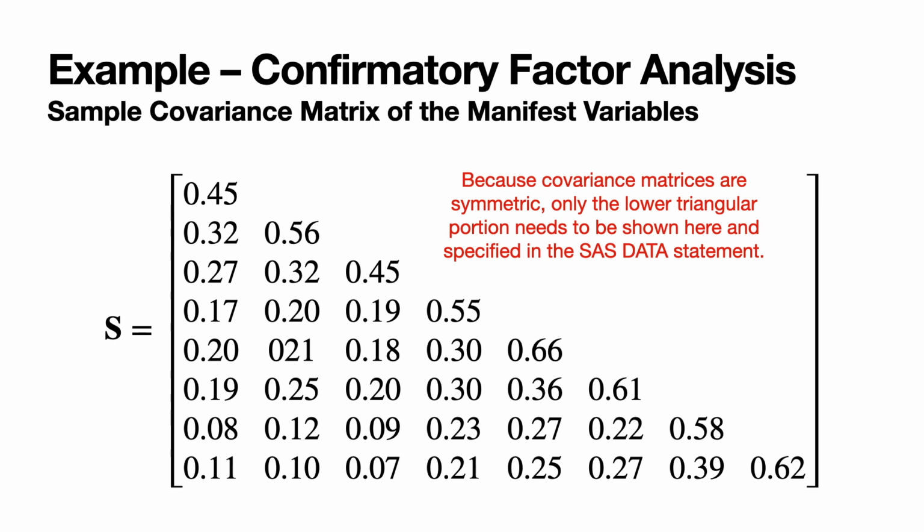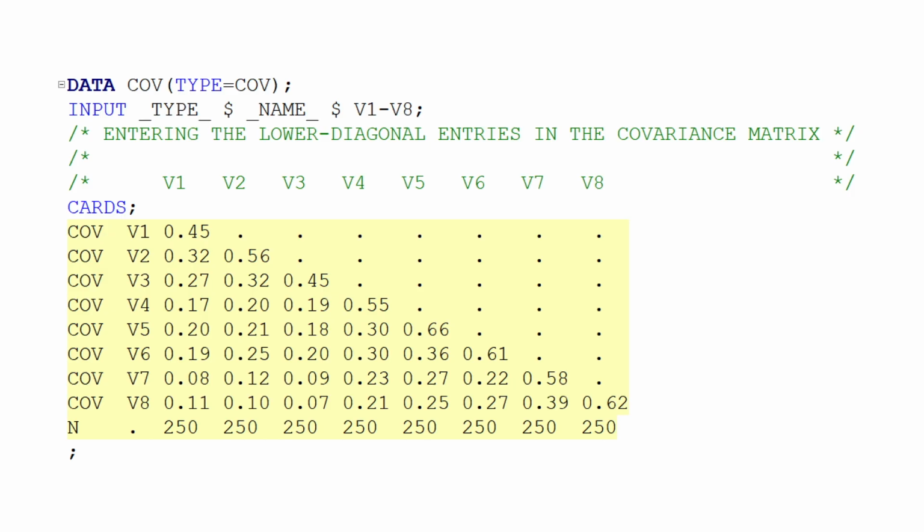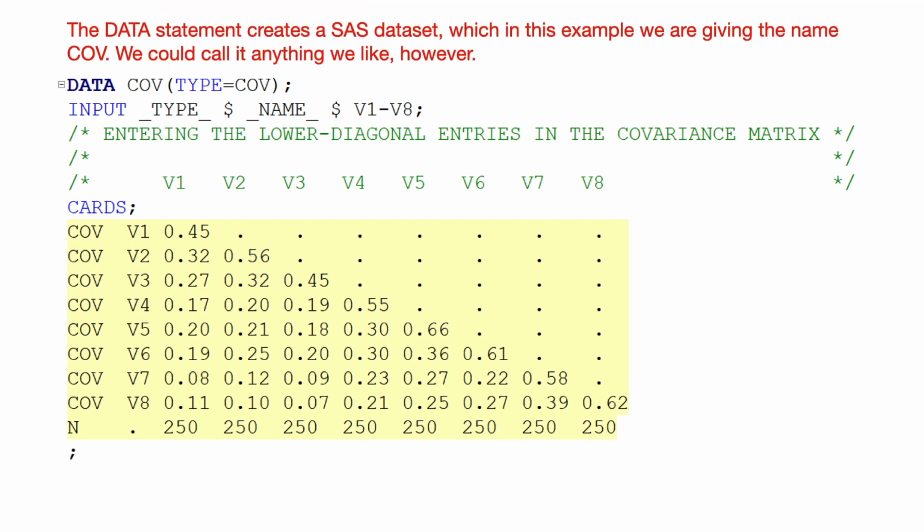Now, because covariance matrices are symmetric, only the lower triangular portion needs to be shown here, and in addition, only the lower triangular portion needs to be specified when creating a data set containing this covariance matrix in SAS. So the first step is to create a SAS dataset containing the covariance matrix of the manifest variables. Here is the SAS code to do this. First, the data statement creates a SAS dataset, which in this example, we are giving the name COV. We could call it anything we like, however.